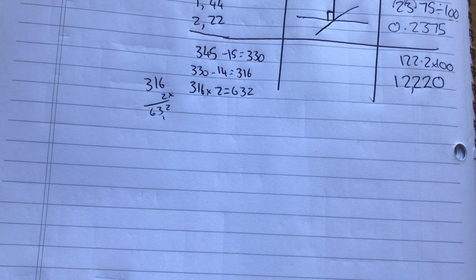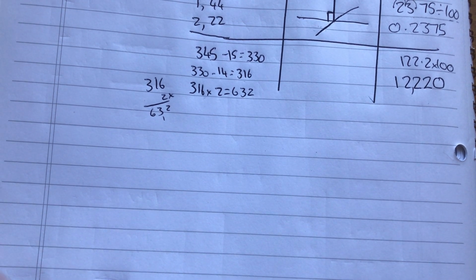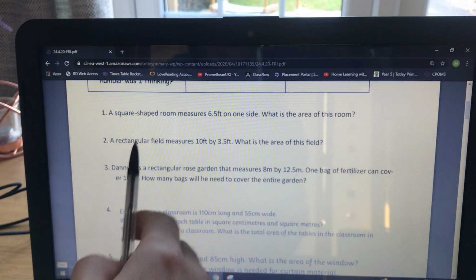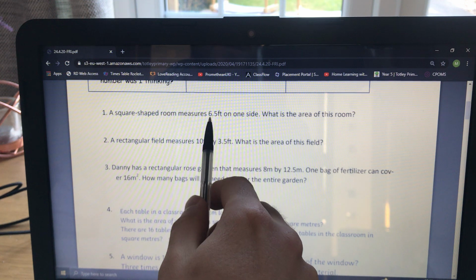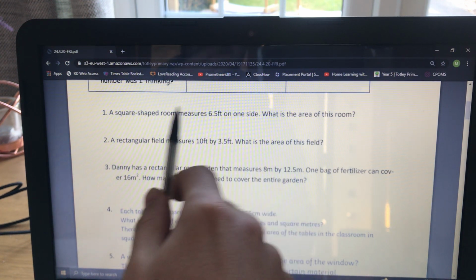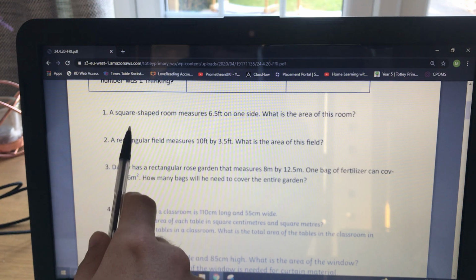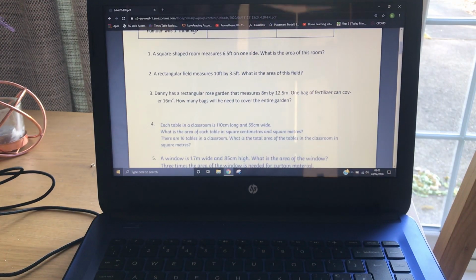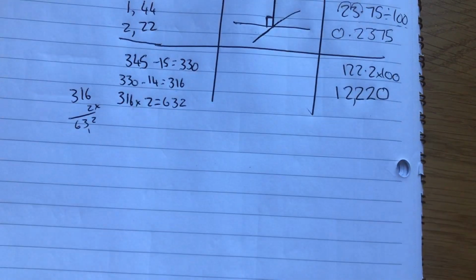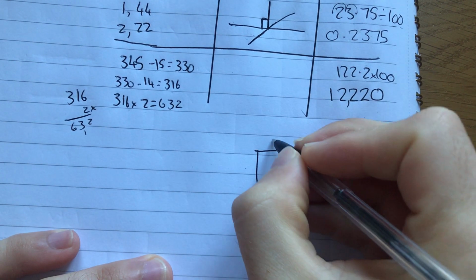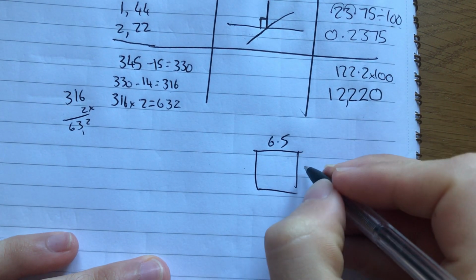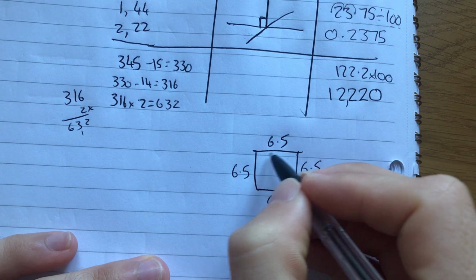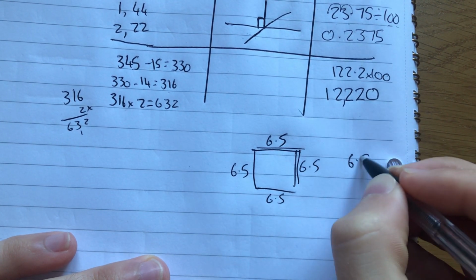So the key here is a square-shaped room. If we're doing word problems, let's look at the word problems. Because if you know it measures 6.5 on one side, it's going to measure 6.5 on all four sides because it's square. So what's the area of the room? Well, we can just do 6.5 times 6.5, can't we? If that was a square, one side is 6.5, well they're all going to be 6.5 because it's a square. So how do we find the area? Well, we do length times width. So 6.5 times 6.5.